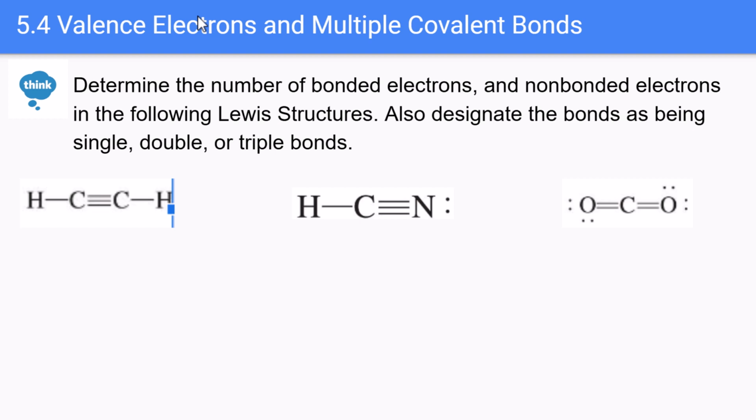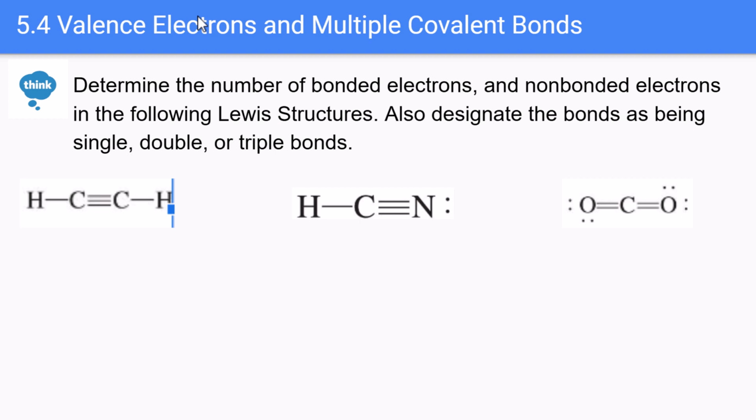All right, so if I'm looking at the very first question here, it wants to know how many bonded electrons and non-bonded electrons are here. So let's count them up. I'm just going to count up the number of lines. 1, 2, 3, 4, 5. There's 5 lines. 5 lines represents 10 electrons. Remember, each line represents a pair. So there's 10 bonded electrons in that first one, and I see no dots on the outside, so no lone pairs. So there would be no non-bonded electrons.